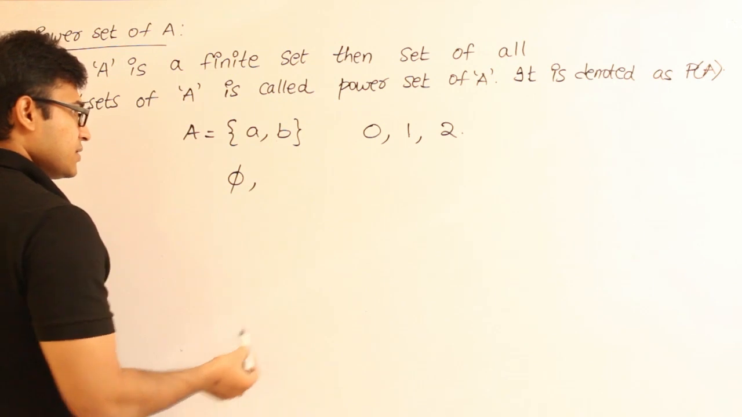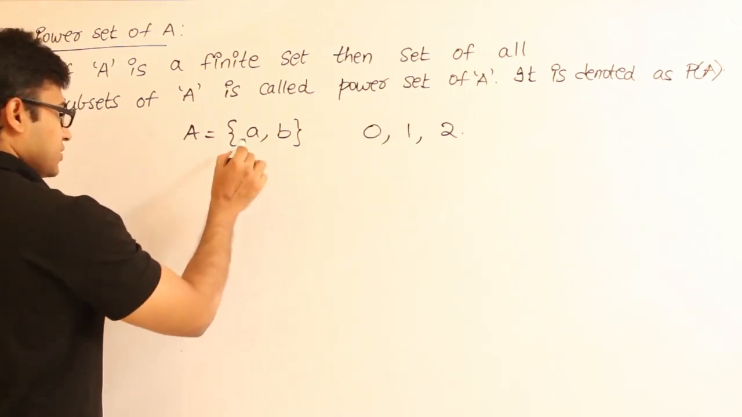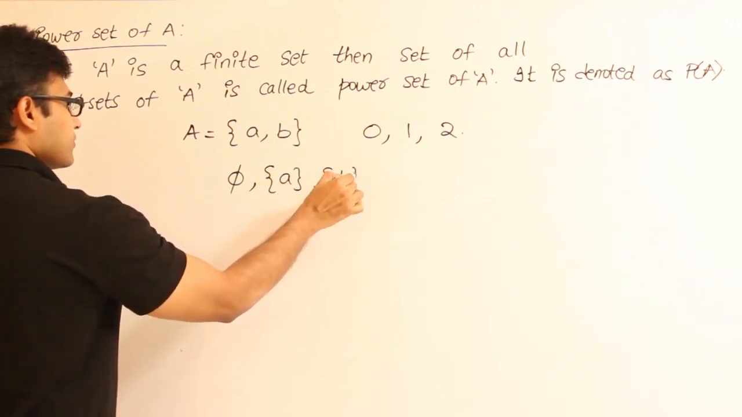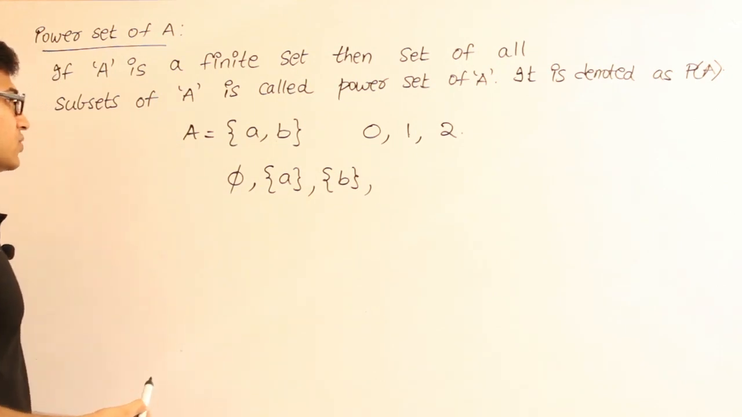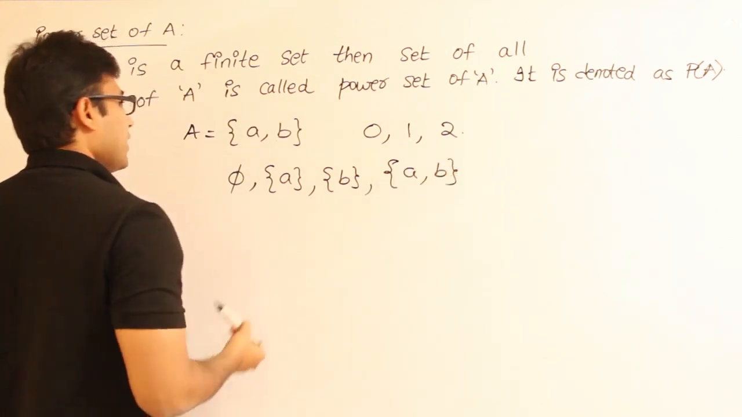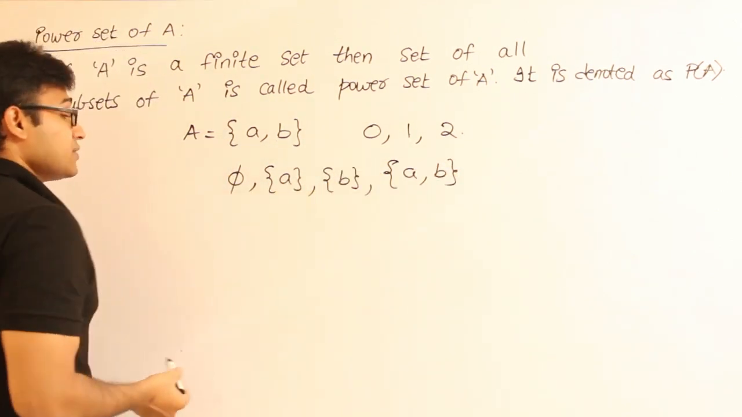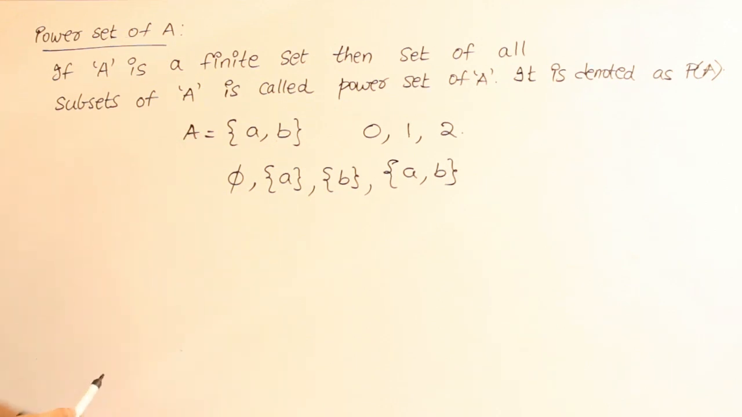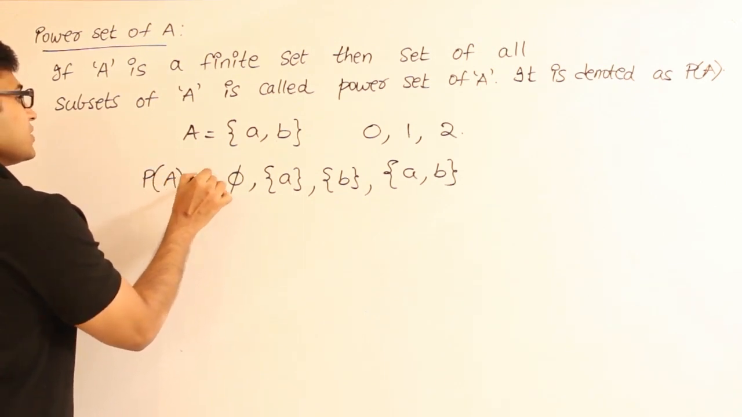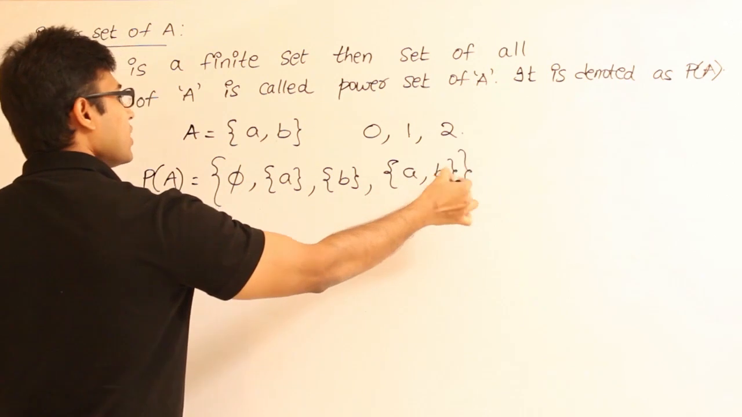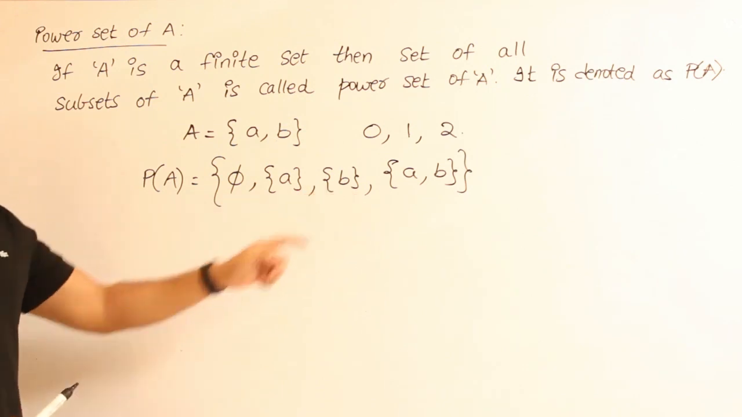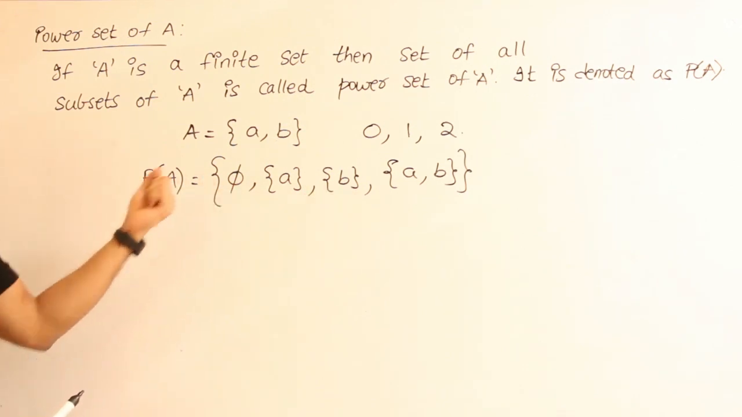And what are the subsets of size 1? Only two subsets are possible, one is {a} and the other is {b}. And the subset of size 2 is {a, b}, right? Therefore these are all the subsets of A. Now what is the power set of A? The power set of A is nothing but the set of all such subsets. Got it? Therefore how many did we get? 1, 2, 3, 4. So the cardinality of the power set of A is equal to 4.